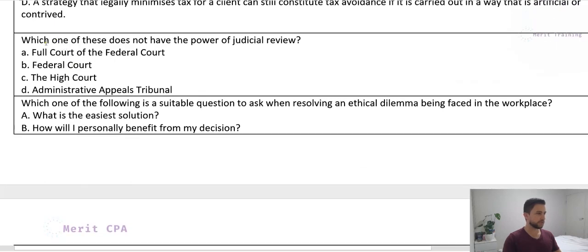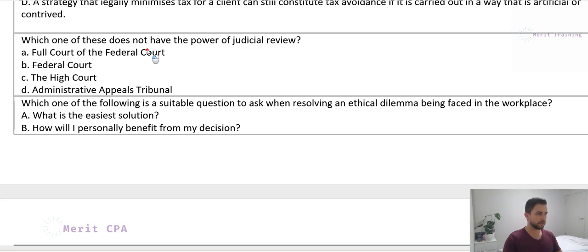Okay, next question. Which of these does not have the power of judicial review? A, the full court of the federal court. B, the federal court. C, the high court. Or D, the administrative appeals tribunal.